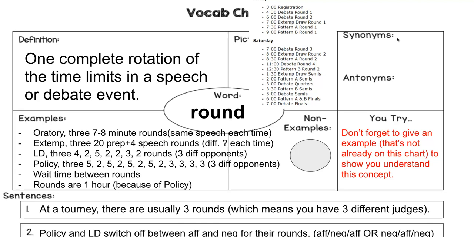Everybody really focus. I'm going to say that again. Try and wrap your brain around that. A round is one complete rotation of the time limits in a speech or debate event.